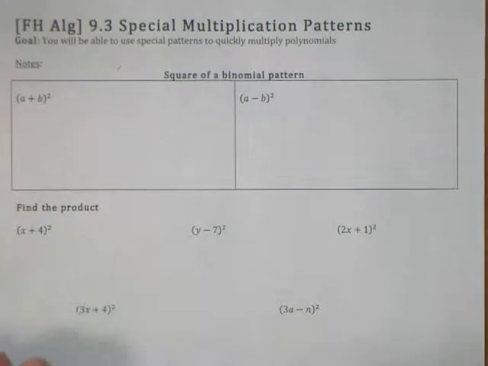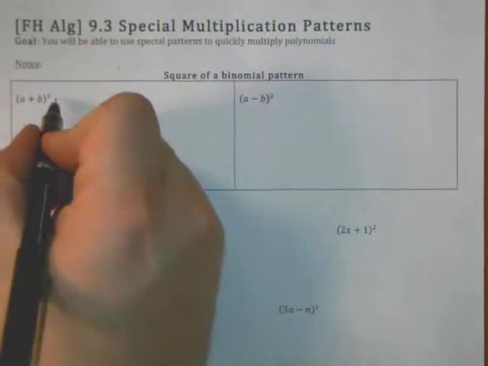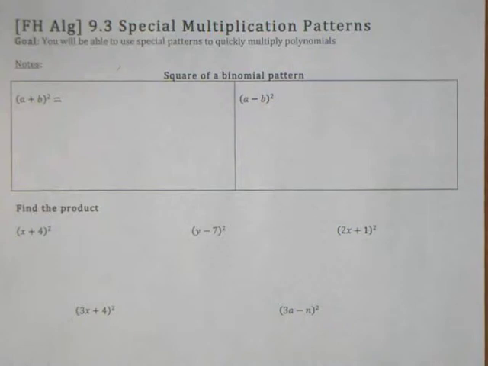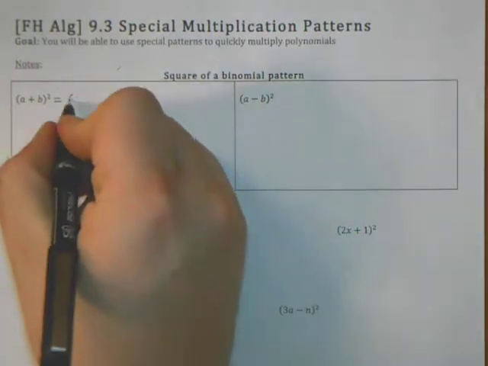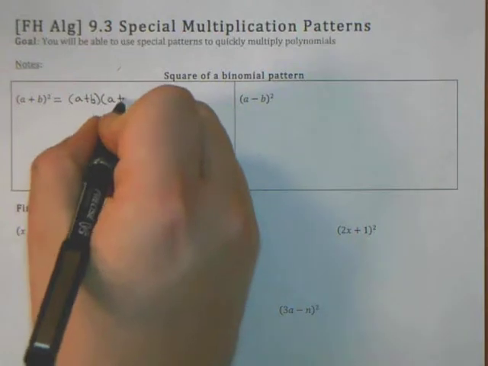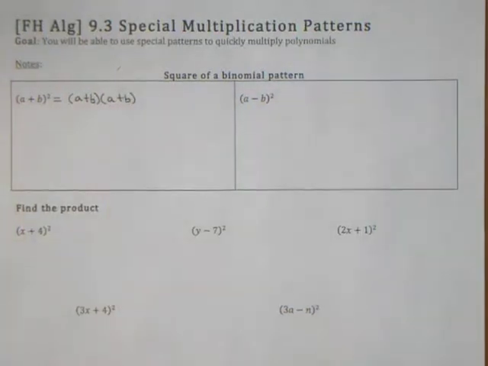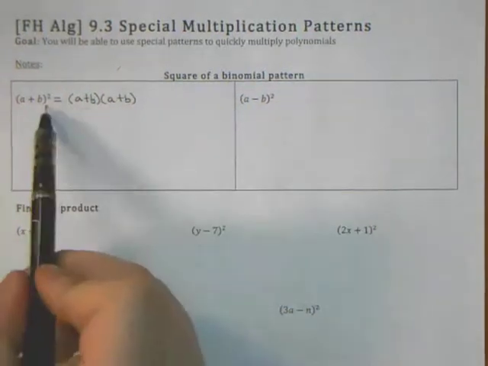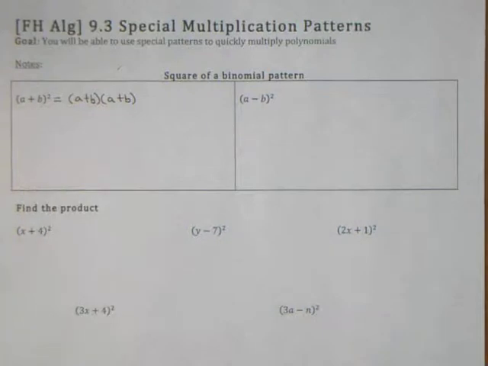So if I want to square this binomial, a plus b squared, or anything squared, is just that thing times itself. So this is really saying the same as a plus b times a plus b. That's what the squared means. That's the definition of it. Okay.